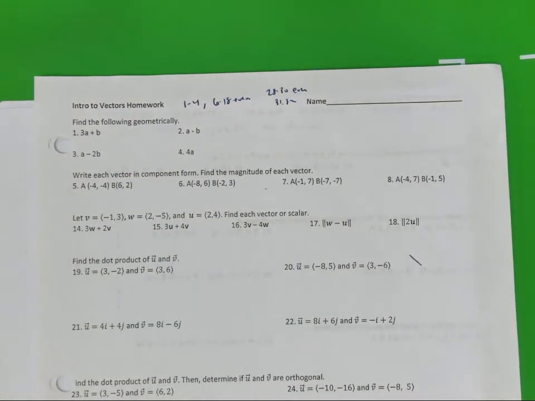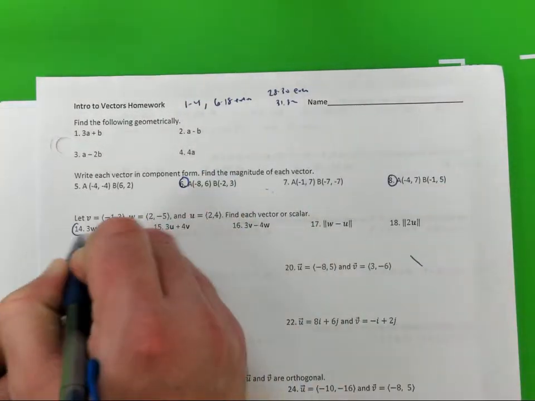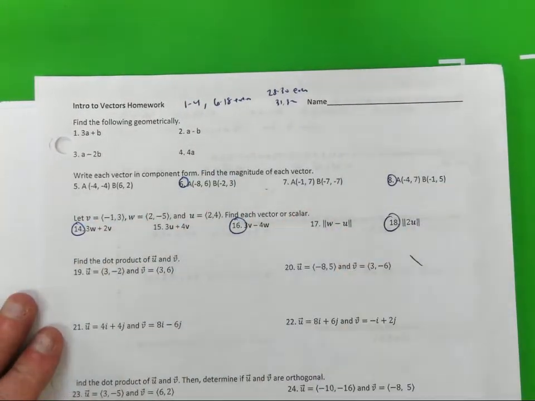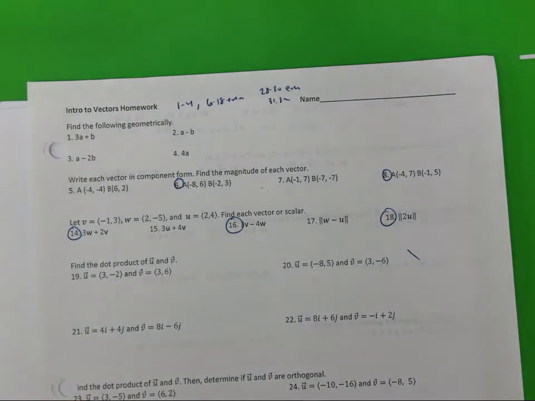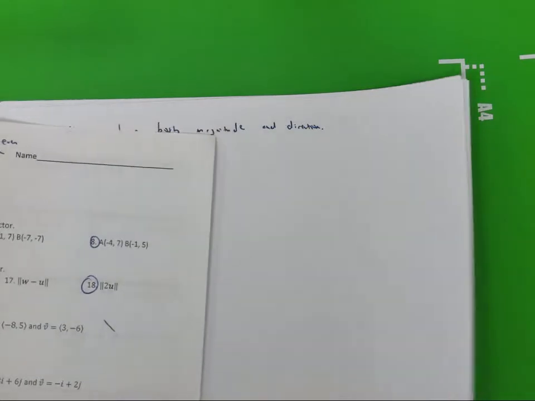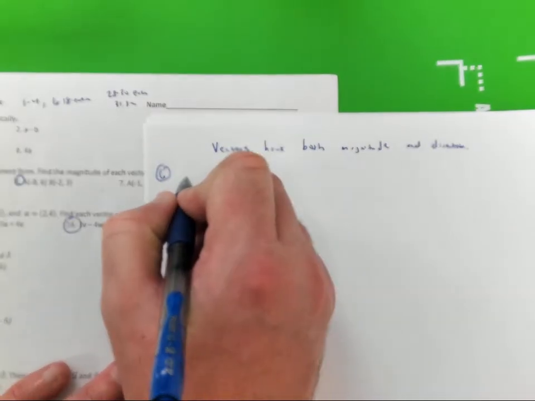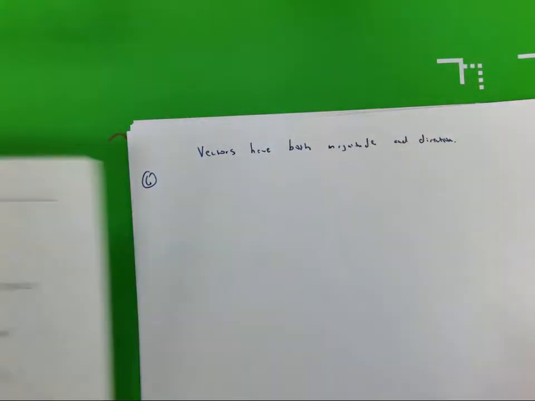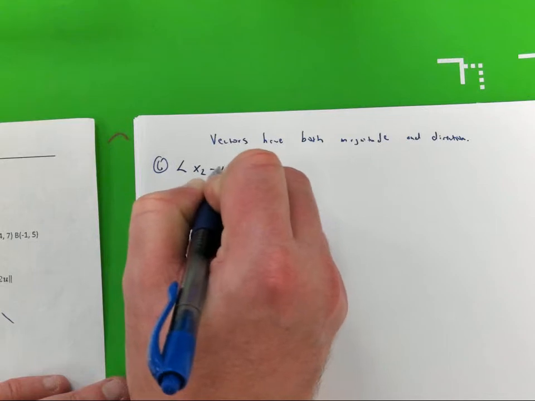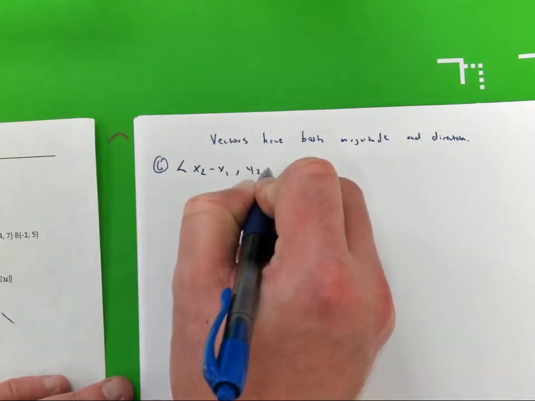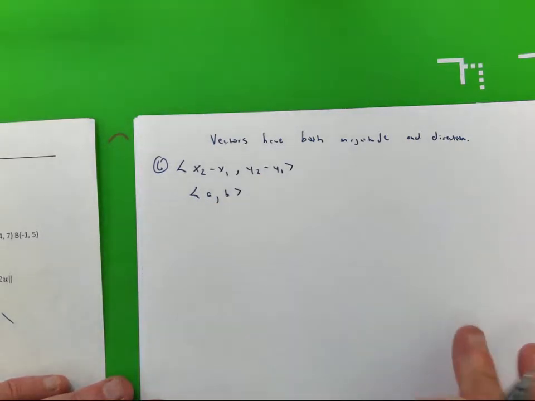Alright, let's look at 6 through 18. You want to look at this one? And this covers everything that we've learned so far. Alright, number 6. We want to write the vector in component form. Remember, component form is x sub 2 minus x sub 1, comma, y sub 2 minus y sub 1. That gives you the A and the B component, okay?